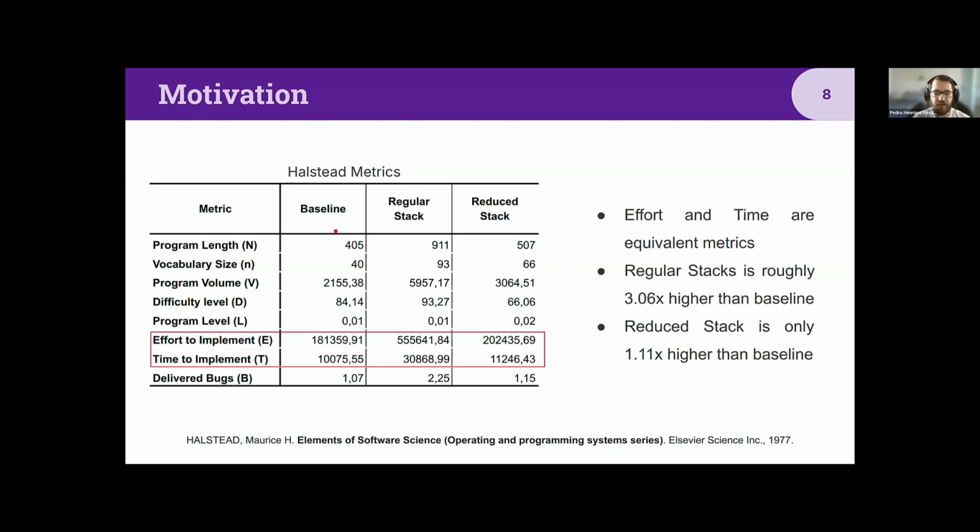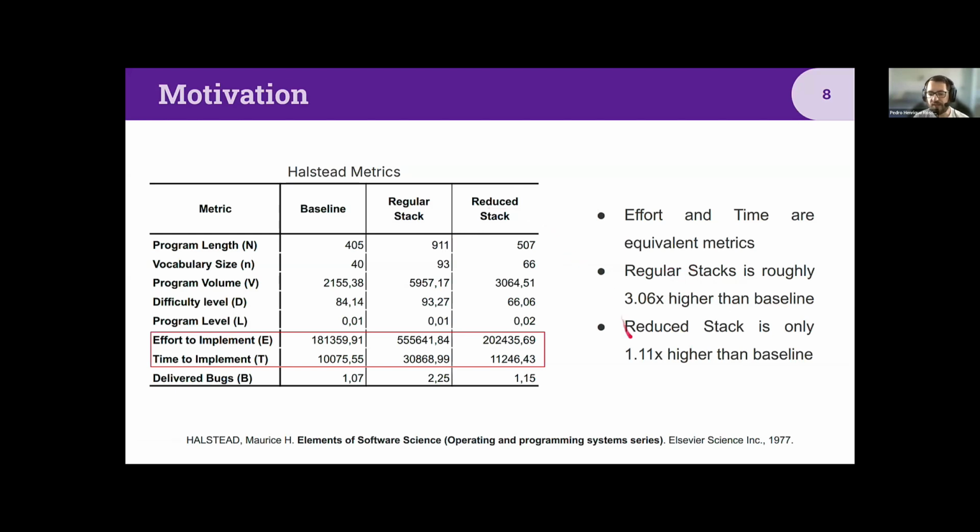There are several metrics here that are taken from the number of operators and operands you have in our code. But basically, I would call the attention to the effort to implement and time to implement, which are two equivalent metrics. They have a relationship that they kind of represent the same thing. You can see that for that very basic code that I showed, the regular stack is roughly 3 times higher than the baseline. So you can imagine it takes 3 times more time to implement than the baseline.